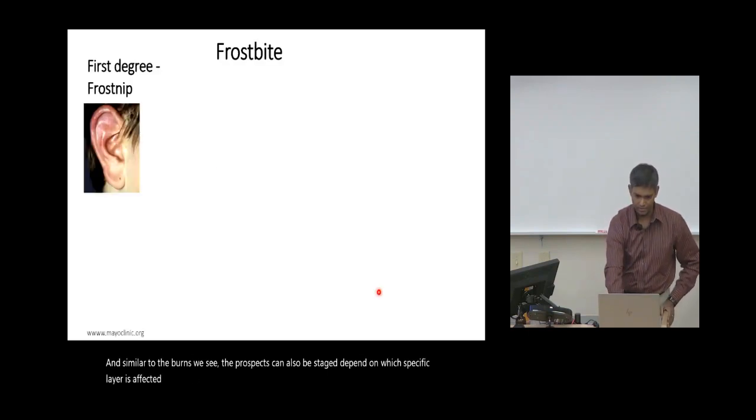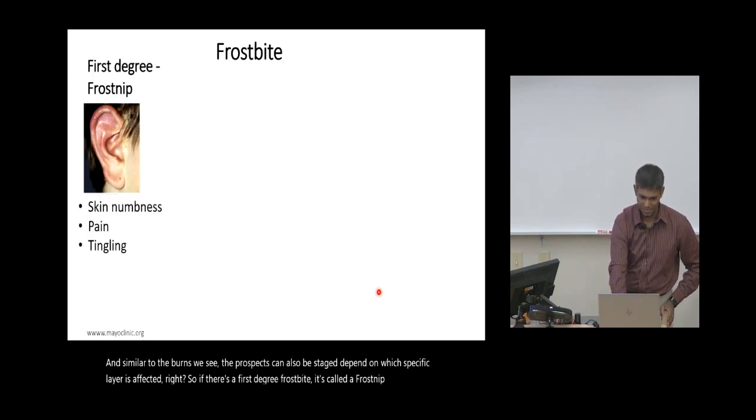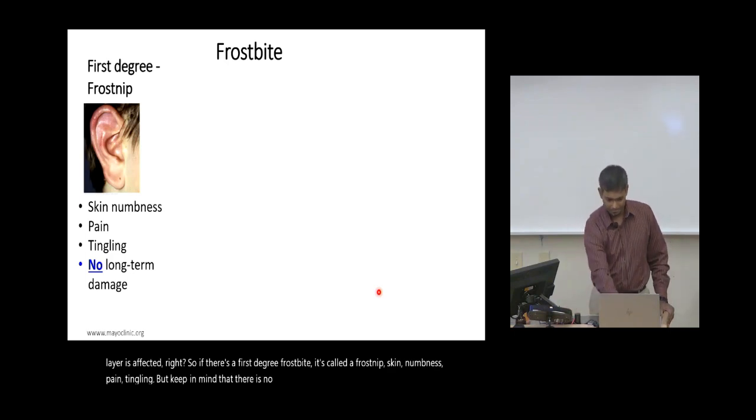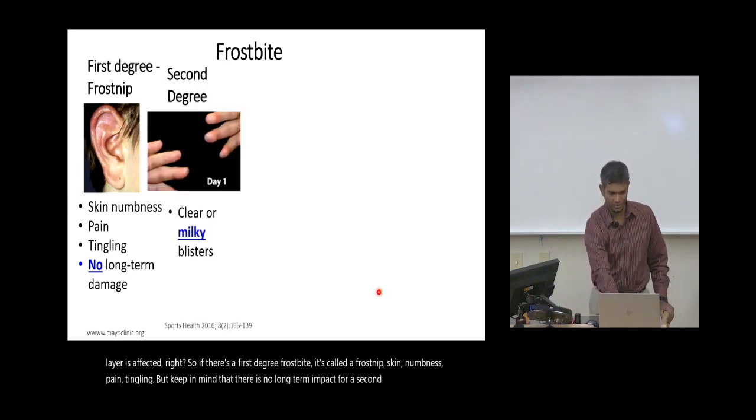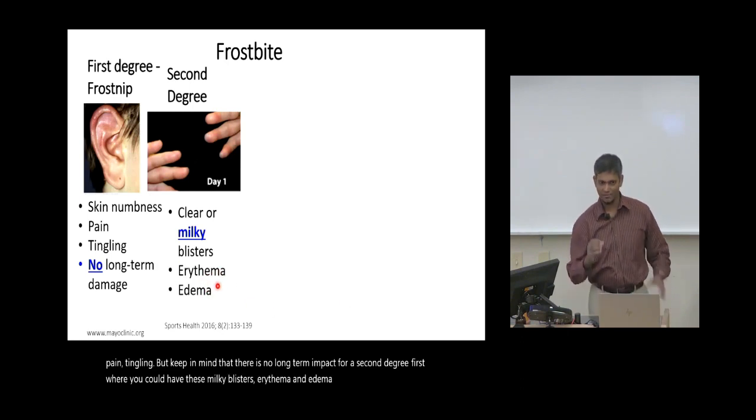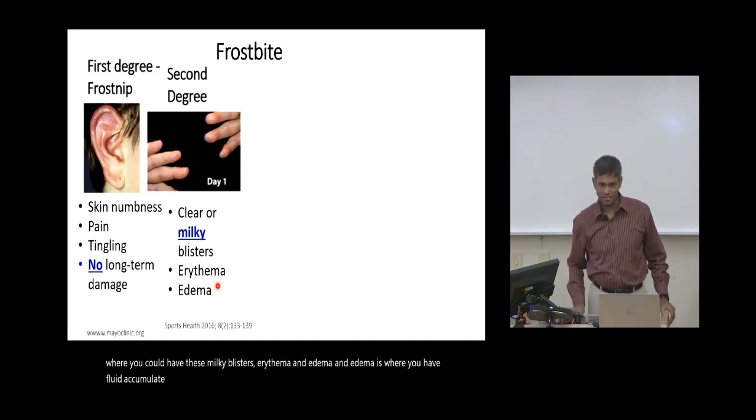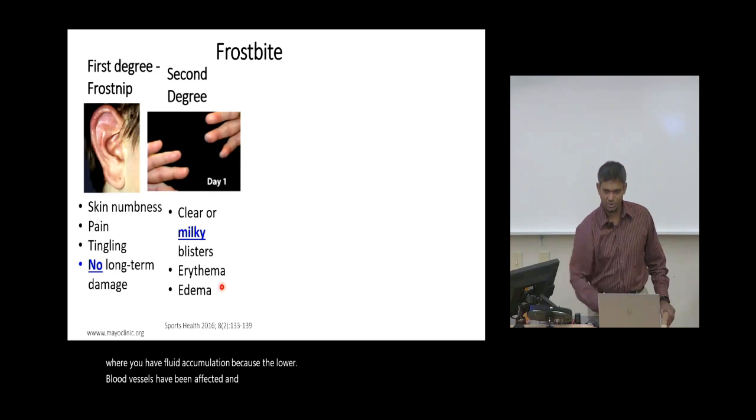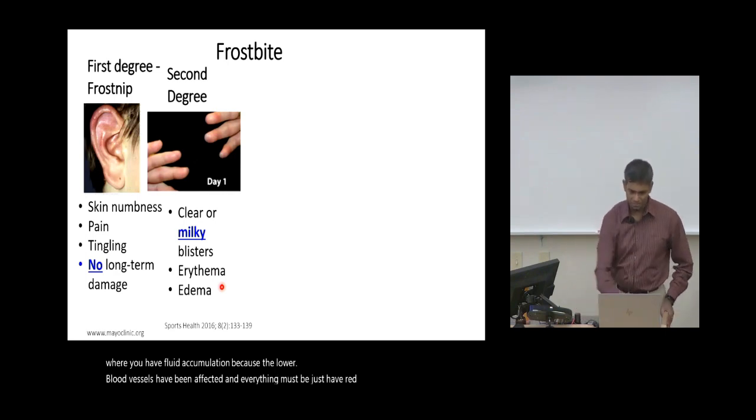Right? So if there is a first degree frostbite, it's called a frost nip. There's skin numbness, pain, tingling, but keep in mind that there is no long-term impact. For a second degree frostbite, you could have these milky blisters, erythema, and edema. And edema is where you have fluid accumulation because the lower blood vessels have been affected, and erythema is where you just have reddening of the skin.